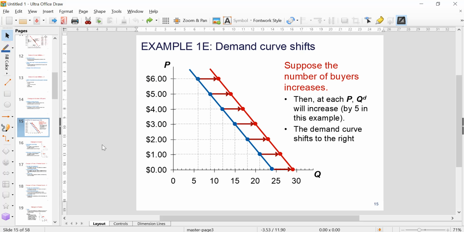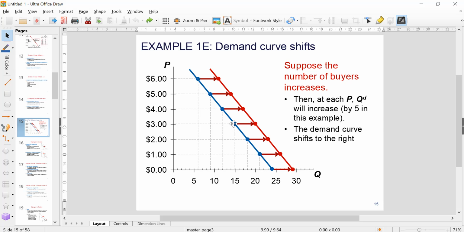Now suppose that the number of buyers increases. Let's say the current price of hand gel is $3 per bottle, and the blue line here is the current demand. Suppose the number of buyers increases, then at each price, quantity demanded increases. Let's take this example, this point here, $3. When the product is $3, the original quantity demanded was 15 units.